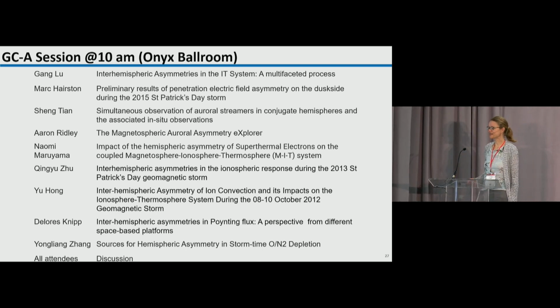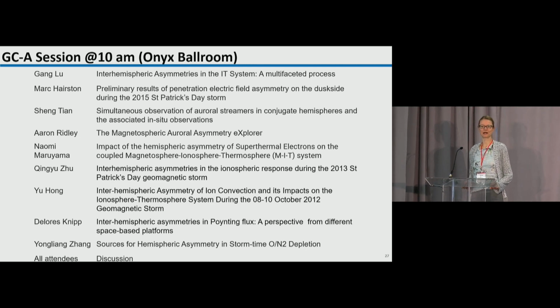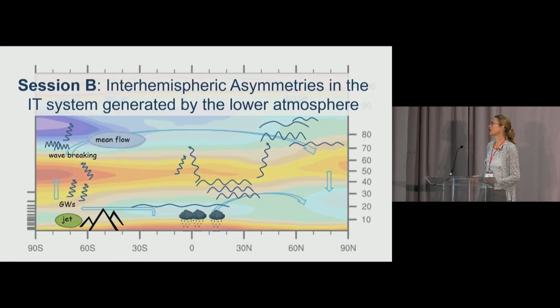Good morning, everybody. So after Qingyu talked about the influence from the high latitude on the asymmetries, I will now talk a little bit about how the lower atmosphere can contribute to asymmetries in the upper atmosphere. And you already made the point that we have to be careful about what we mean by asymmetries: with respect to what, the same geographic location, magnetic location, same magnetic field strengths, and so on. So we just have to be aware of that.